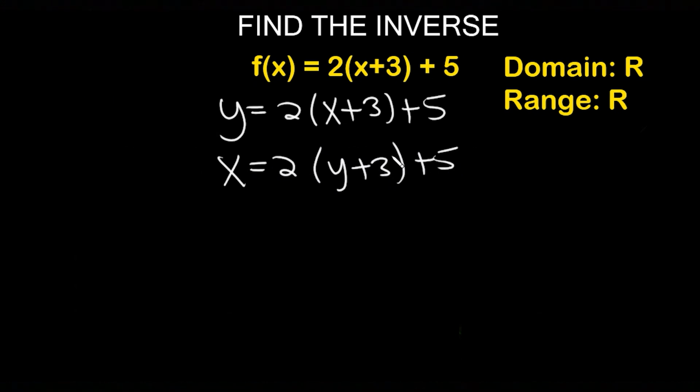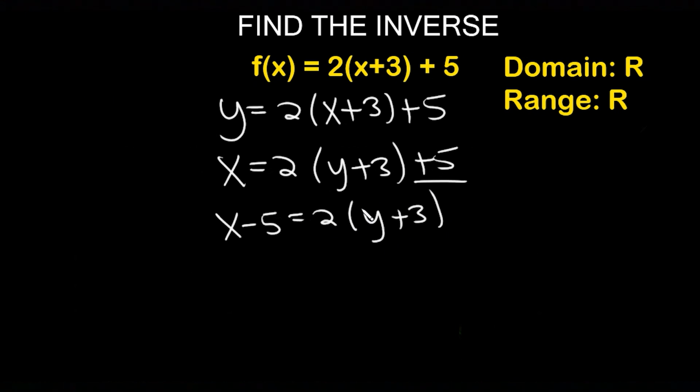Okay, and now we solve for y. So our first step, let's get rid of this positive 5. We have to move it over. So we're going to subtract 5. I'm going to say x minus 5 equal to 2 times y plus 3, okay?